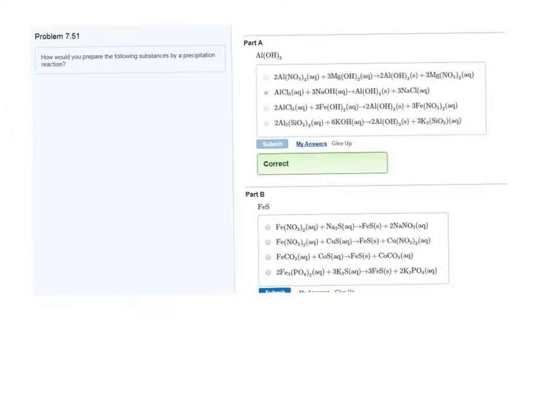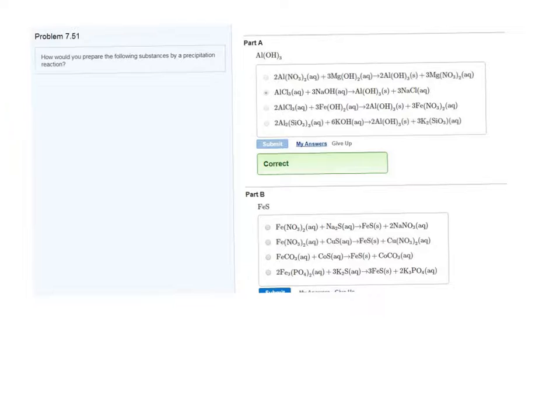In 751, they want to know how would you prepare the following substance by a precipitation reaction. What they're really asking you is which one of these subreactions are not possible, or which one of these subreactions doesn't yield a precipitate. And here's the little game you play.